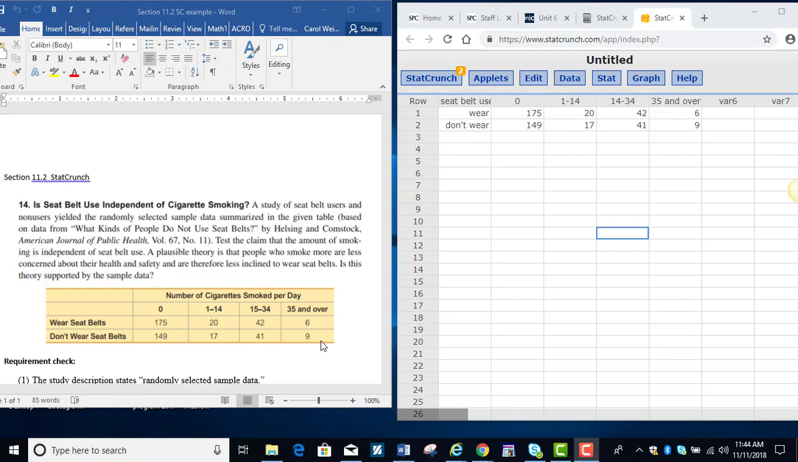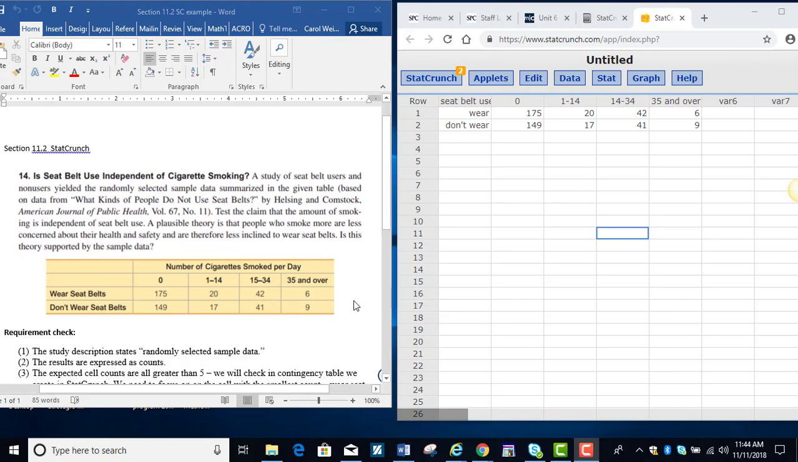A plausible theory is that people who smoke more are less concerned about their health and safety and are therefore less inclined to wear seatbelts. Is this theory supported by the sample data? The first thing we want to do is check the assumptions and conditions.